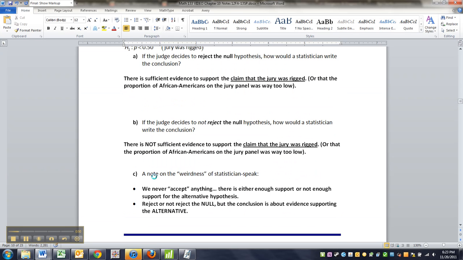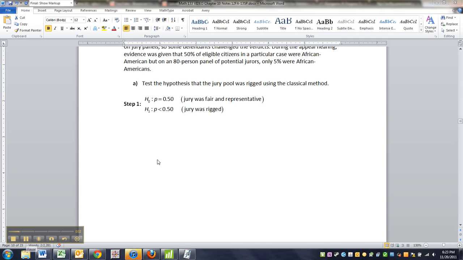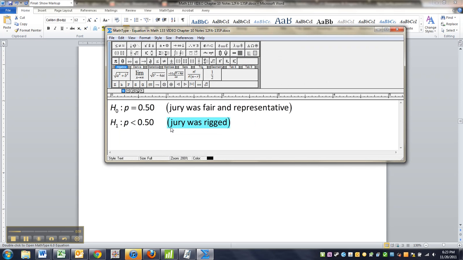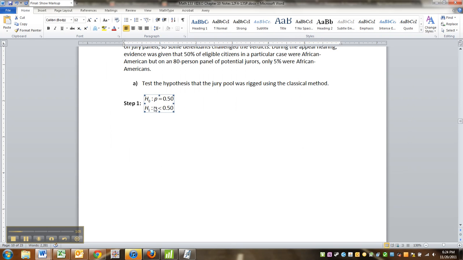I'm going to pause. I'll be right back. Boom. We wrote these before. The proportion is equal to 0.50. The proportion is less than 0.50. We don't really need the word proportion anymore, although that's still there in the background, but I don't want it to confuse the issue. All right, step 1 is done.